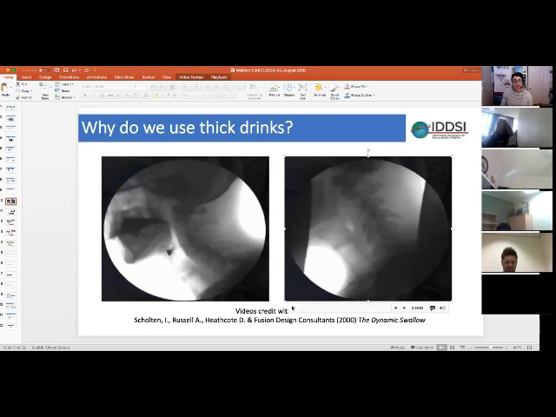In this video, the person also has difficulty swallowing. This time the material goes into the airway, but they don't cough.